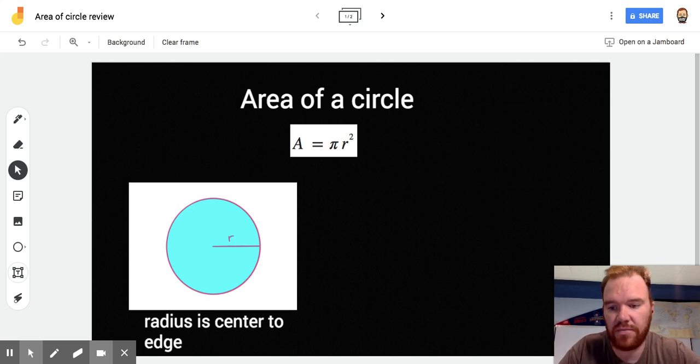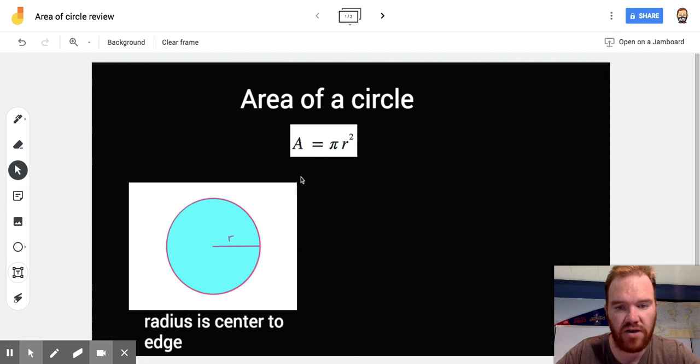Okay, so today I'm going to go ahead and review with you guys the area of a circle and how we find the area of a circle. First, our formula for area of a circle is A, area, equals pi r squared, r to the second power. Now let me explain real quick what this all means.